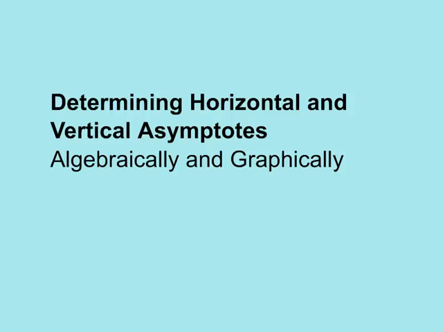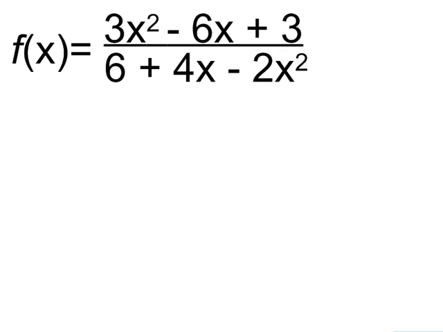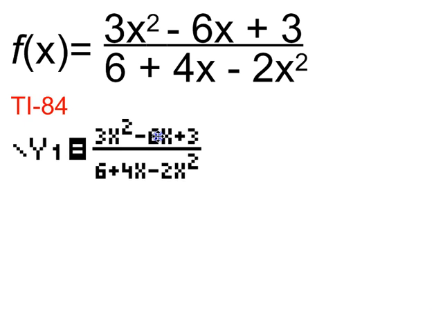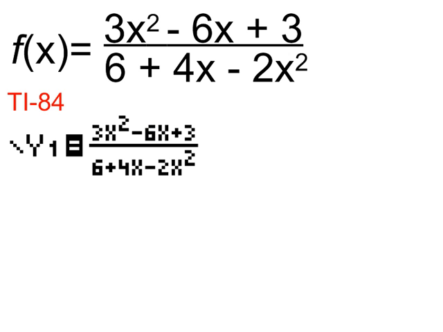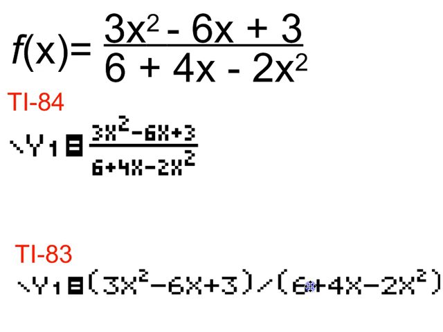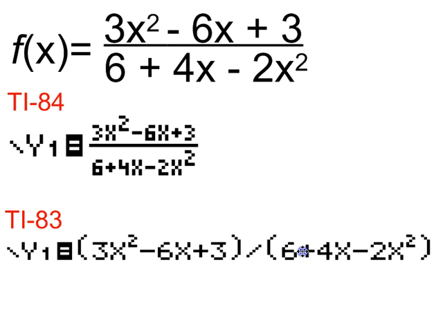Hello, this is Mr. White, and this video is about determining horizontal and vertical asymptotes, both algebraically and graphically. Please enter this function into your calculator. On a TI-84, you should be using the alpha F1 feature so that it looks exactly like this. On a TI-83, it should look just like this.